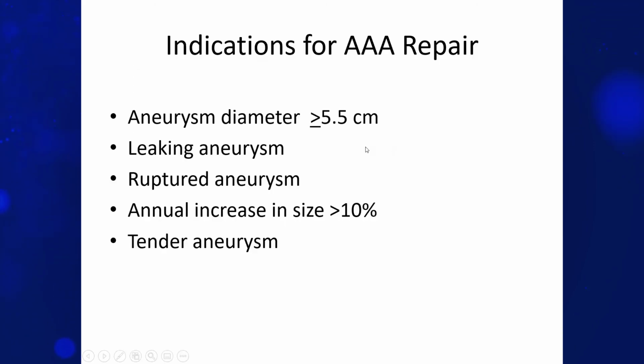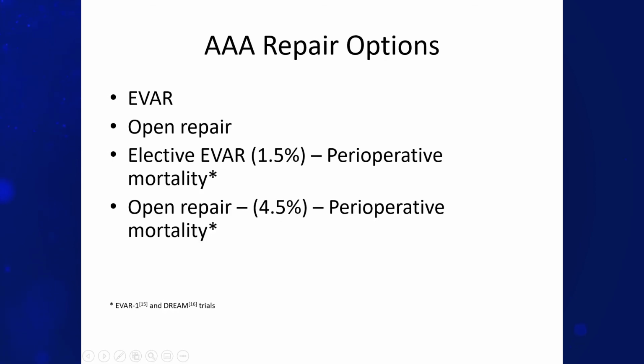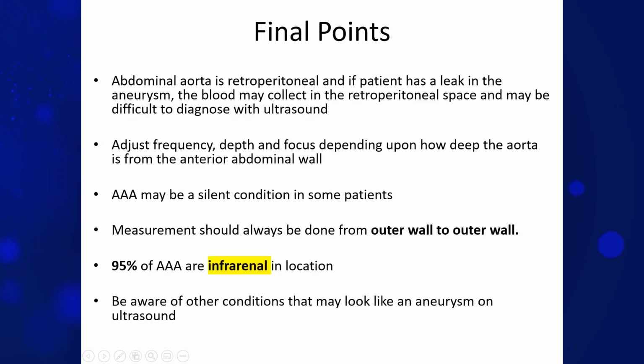So indication of repair is any aneurysm diameter of more than 5.5 centimeters. And leaking aneurysm, of course, ruptured aneurysm, and of course, if the increase in diameter is more than 10% or a tender aneurysm. They will all call for repair. There are two options. You could do open repair or you could do endovascular, which has a much lower perioperative mortality, 1.5% as compared to 4.5% as reported by this study that was done.